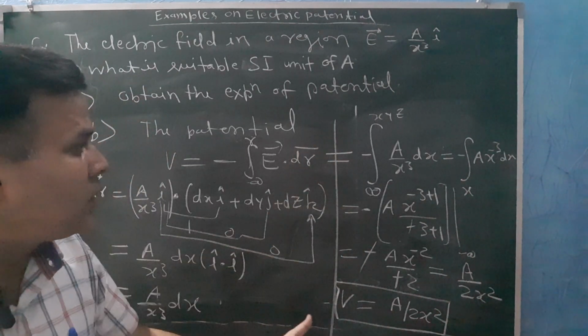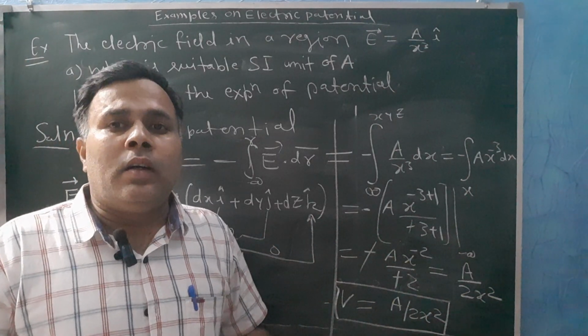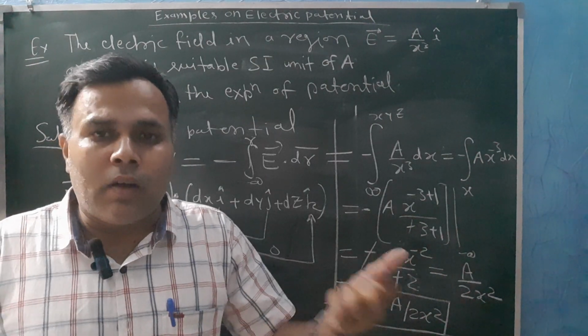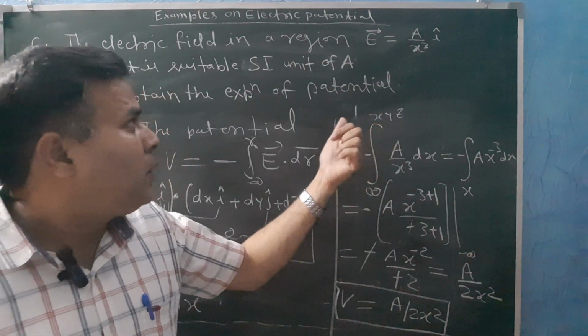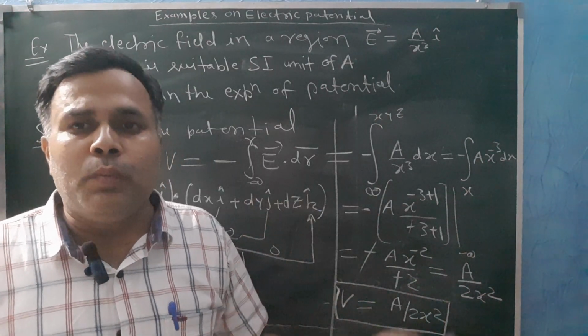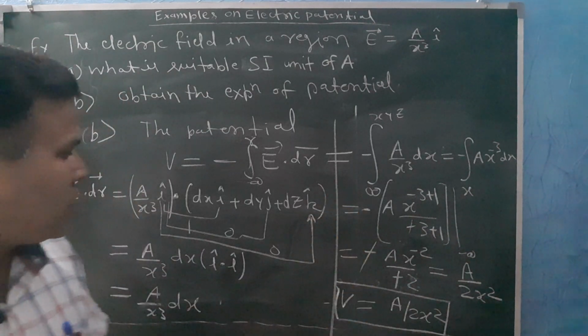So it's all about this. In the previous lecture we solved the electric potential for a point charge placed at the corner, and in this case, for a given electric field profile, we can simply find out the potential. So it's all about this question.